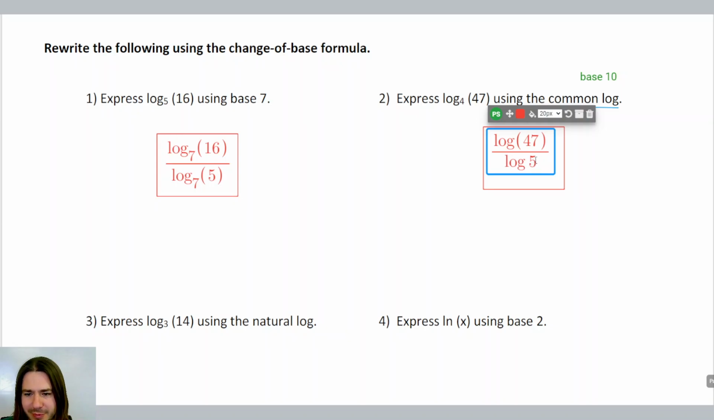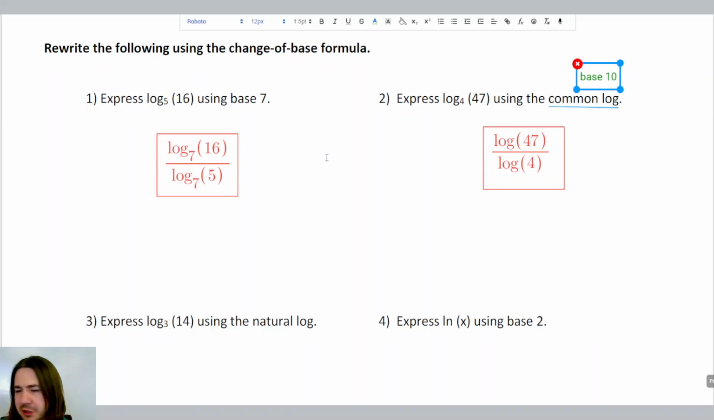So we got log 47 over log 4. So these are both in base 10. Looks like that 0 didn't come up there. Yeah, so you don't write anything here when it's base 10.